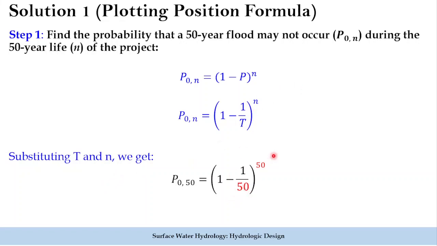Then if we substitute 50 and 50 and solve, we get the probability that the given 50-year flood may not occur at all. May not occur here means 0, that is R is equal to 0 here. So we solve by substituting the values of T and N in this equation, and we get the final probability as 0.3642, which is the final response to this question.